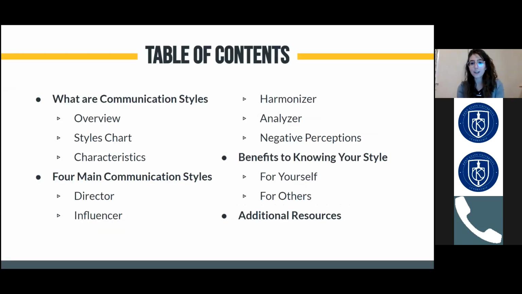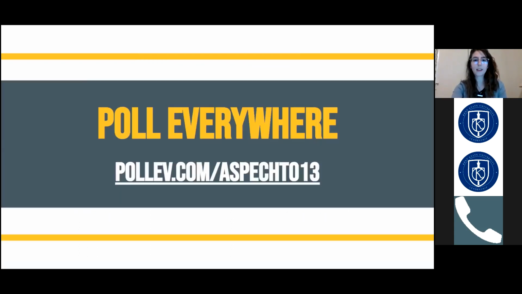So what we're going to review today in our communication styles workshop is what the communication styles are. So we'll see an overview. I have a chart that I can show you as well as the characteristics, and then the four main communication styles, which are director, influencer, harmonizer, and analyzer, and negative perception, as well as the benefits for not only yourself but for others, as well as those additional resources that I mentioned.